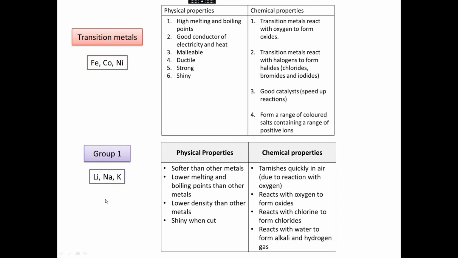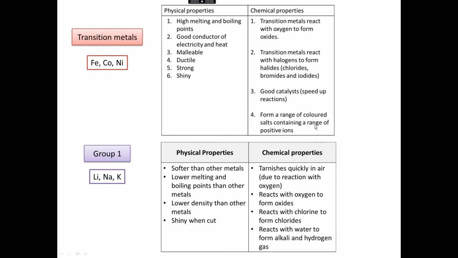Here we go. Right, now you can come back to this if you start to get stuck in your writing. Remember, you're going to be writing about iron, cobalt, and nickel. They are transition metals. They have these properties. You're going to be writing about sodium, lithium, and potassium. They are from group 1. They have these properties. You're going to need to compare these 3 metals to these 3 metals by comparing their properties. Which ones are the same? Which ones are different? So if you get stuck, come back to this one.